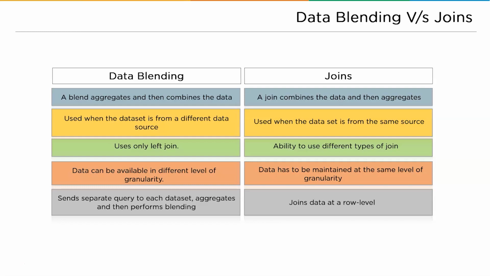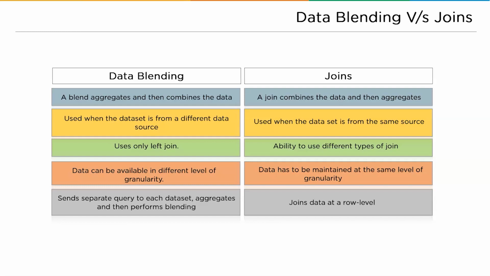And the second difference is when we use data blending, the data set is from different data sources. But when you use joins, you need to make sure that the data is coming from a single source. Now when we come into data blending again, you can only use left join. So you can consider data blending as an advanced version of joins, but only the left join can be applied. But when we come into joins, we have different types of joins like left join, right join, etc. So that's how we have a difference between joins and data blending.